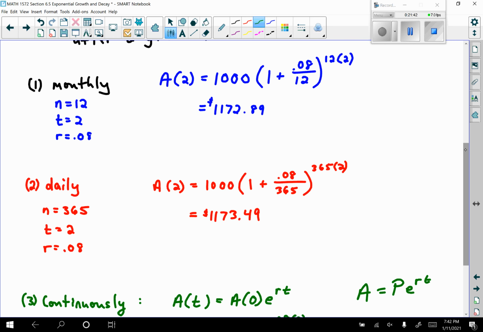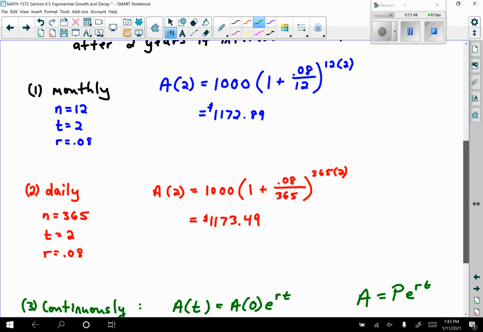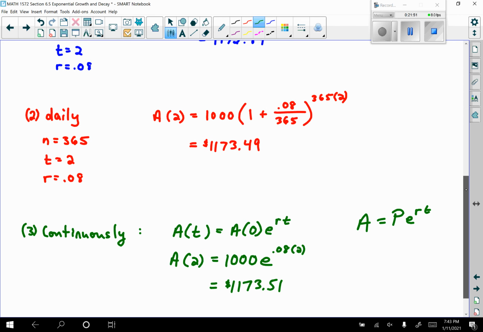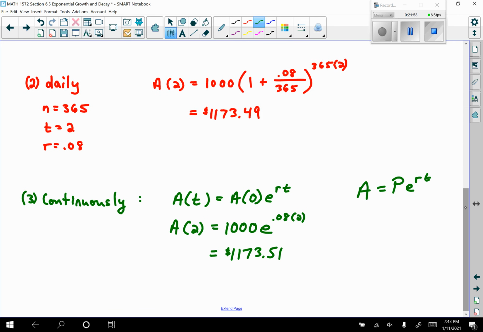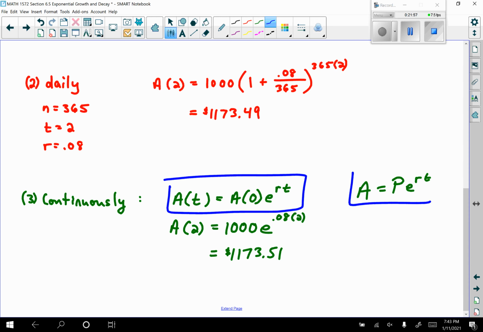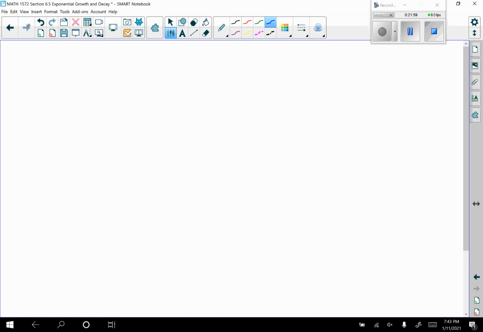So monthly, daily, and continuously are always going to be close together versus if we just did this quarterly or semi-annually or just once a year. But these are the formulas we're going to use. So let me show you where this formula is coming from, or this version of it as well. We'll kind of answer the question, why that formula?